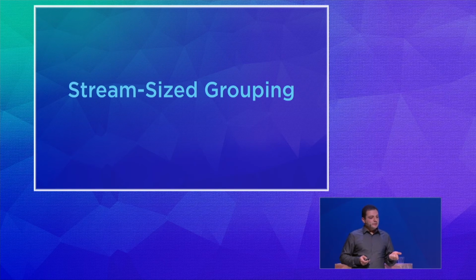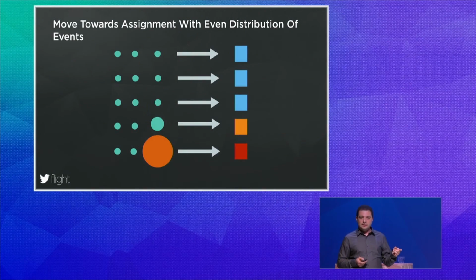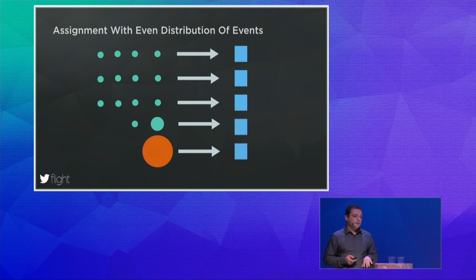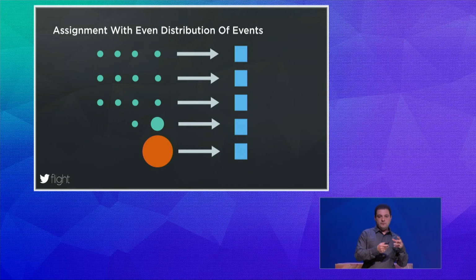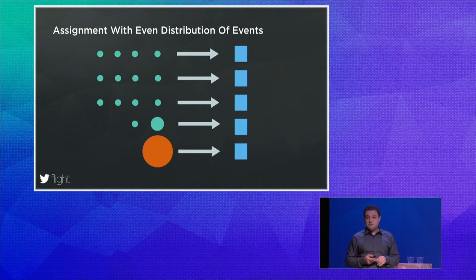The idea behind stream size grouping is that even though it's easiest to assign applications evenly to machines, what we really want is to assign events evenly to machines, not applications. So we want to start with a distribution that looks like this, where the bottom two machines are hotspotting, and move it towards a distribution that looks more like this, where we take the traffic away from the machines that are hotspotting and move it off to the machines that are not hotspotting, and move towards a more even distribution with respect to the number of events and not the number of applications.